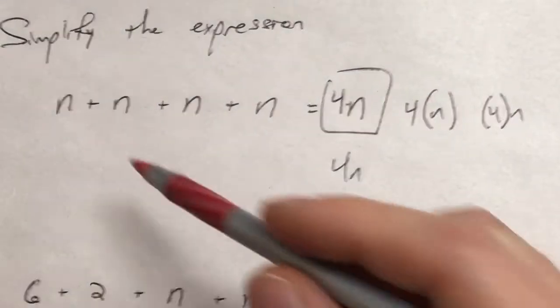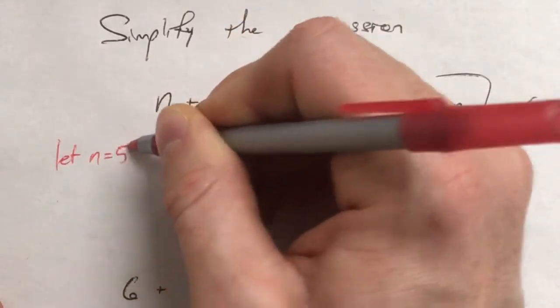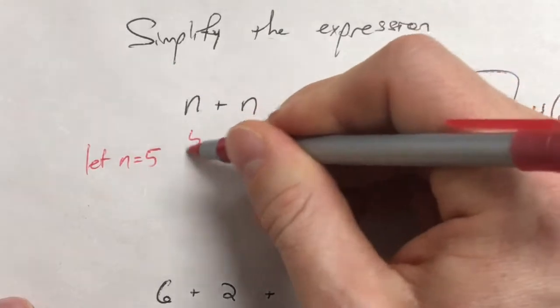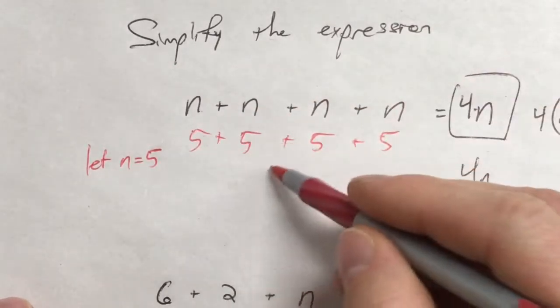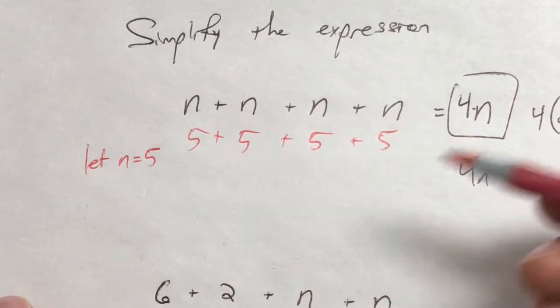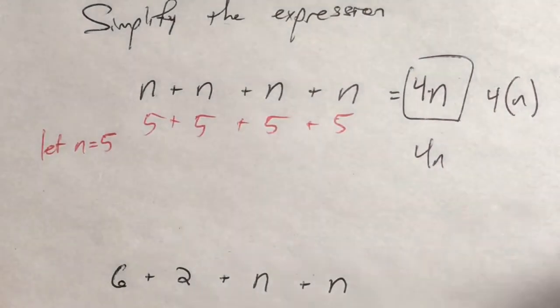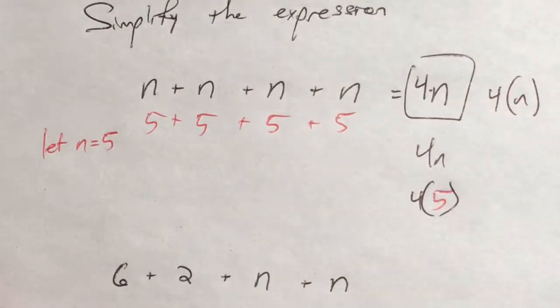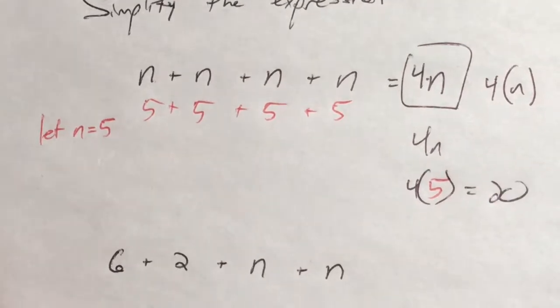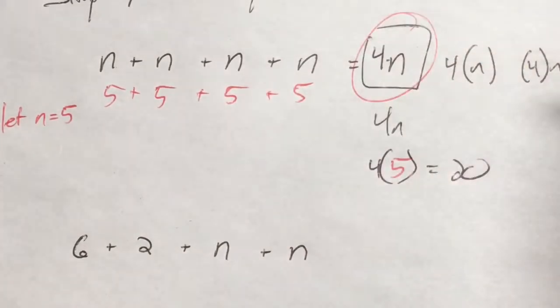So you can do it out. Let's say, I don't know, let's let n equal 5. So what that means is 5 plus 5 plus 5 plus 5, 10, 15, 20, obviously 20. So if n is equal to 5, then 4 times 5 obviously is 20. So it's just a way to check your work. So the simplified expression is 4n.